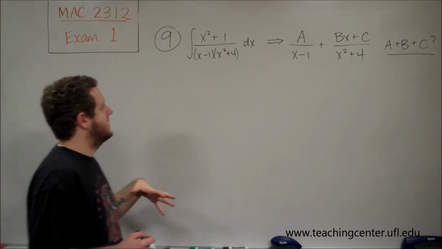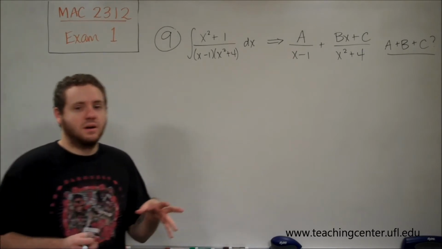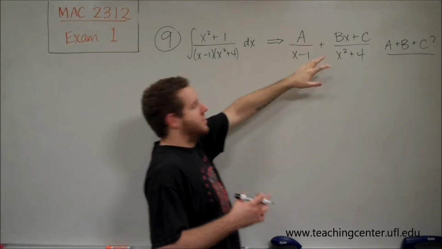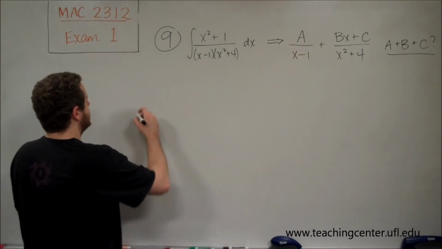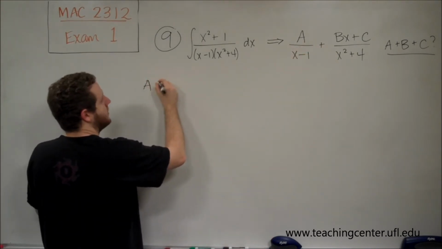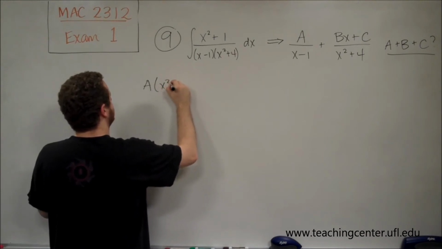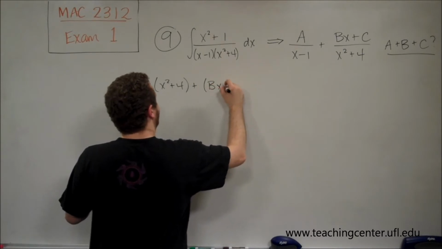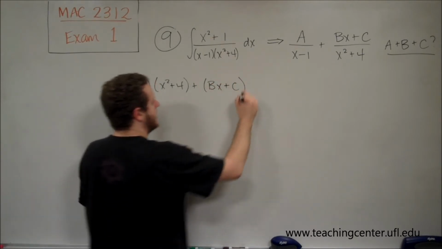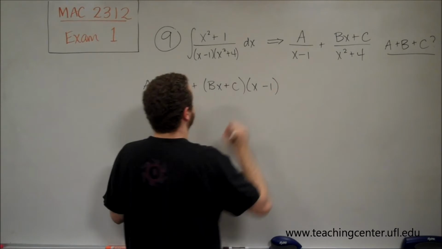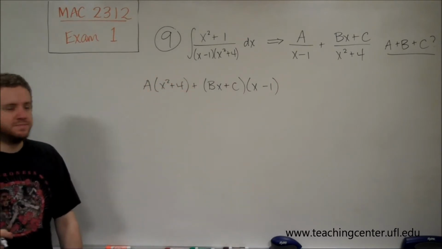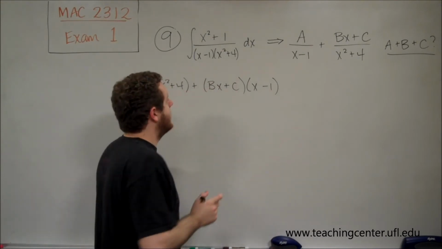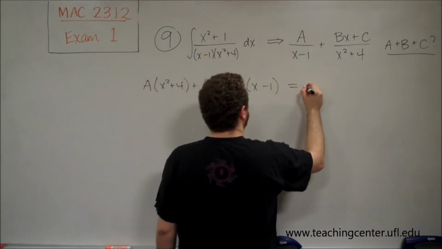Remember that to get the partial fraction to be equal to the original, we need to find the common denominator and multiply accordingly. So in this case, we're going to have a times x squared plus 4, plus bx plus c times x minus 1. That would be the numerators if we were to get a common denominator and add these together. And we know that has to equal x squared plus 1.